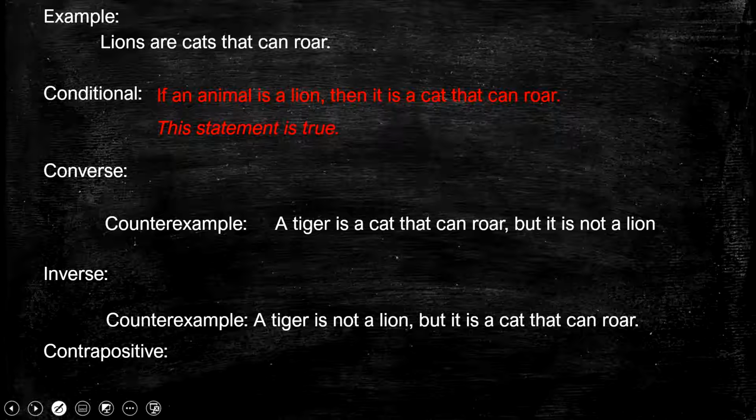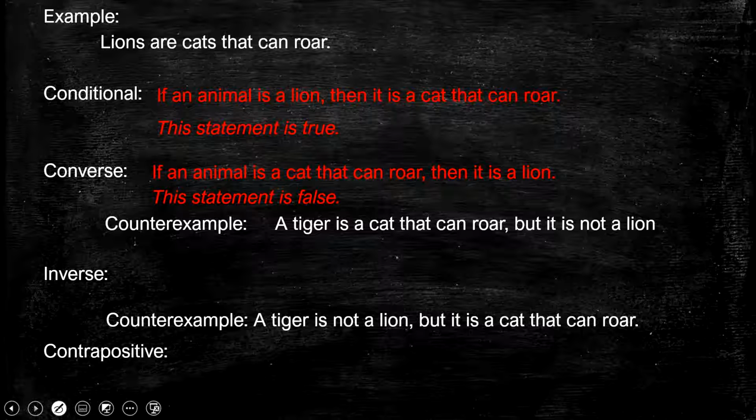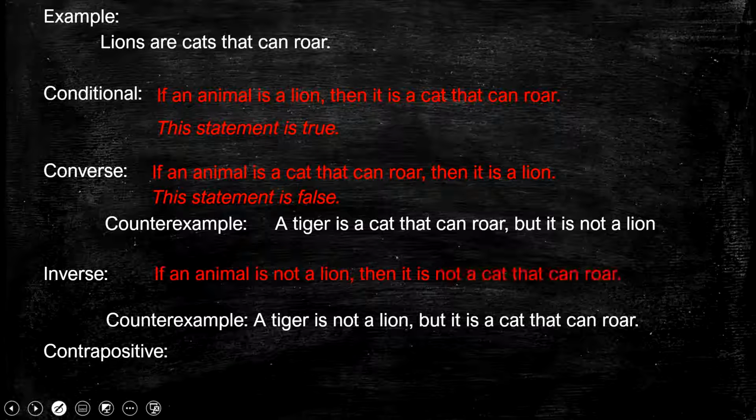The converse: if an animal is a cat that can roar, then it is a lion. While that may be true sometimes, it's not always true, because a counterexample is a tiger is a cat that can roar, but it's not a lion. So this is not a true statement. Based on what we just learned, our inverse is also not going to be true. If an animal is not a lion, then it's not a cat that can roar. Again, a tiger is not a lion, but it can roar, so that makes our statement false. And that's our counterexample: a tiger is not a lion, but it is a cat that can roar.